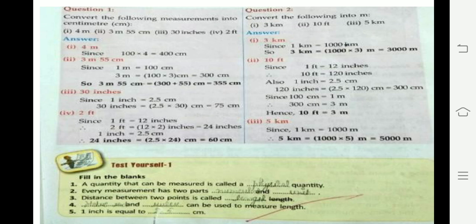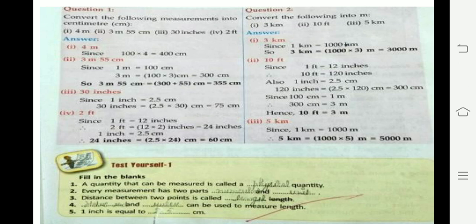So first, 1 foot equals 12 inches, 10 feet equals 10 into 12, that is 120 inches. Also we know that 1 inch equals 2.5 centimeter. So when you convert into meter, firstly we will convert into centimeter. So 120 inches, that means 2.5 into 120, you get 300 centimeter. In 1 meter there are 100 centimeter, so 300 centimeter converts into 3 meters. Hence 10 feet equals 3 meter.